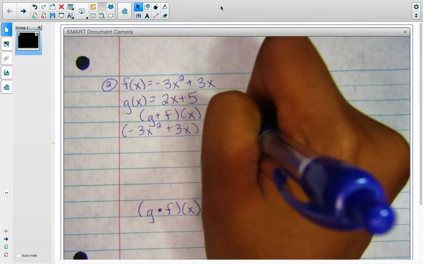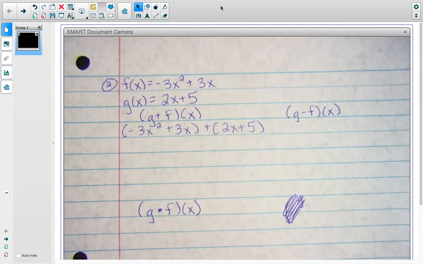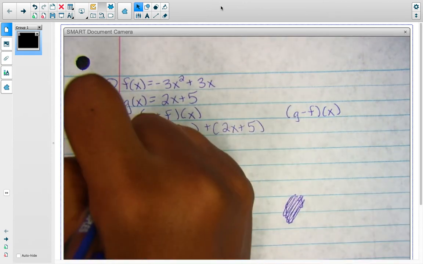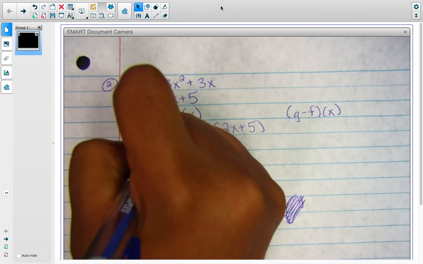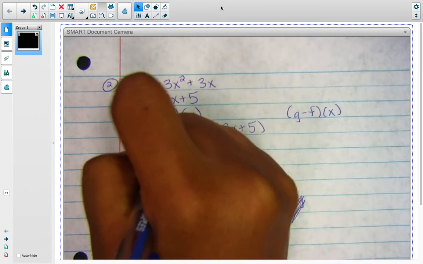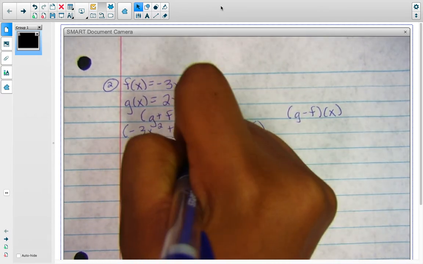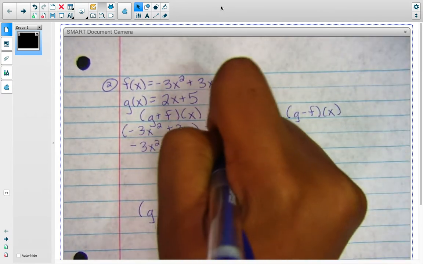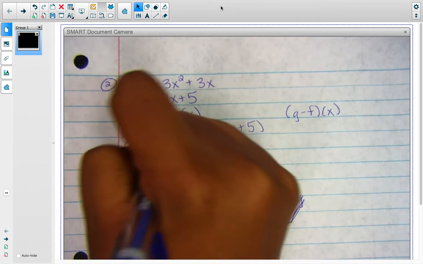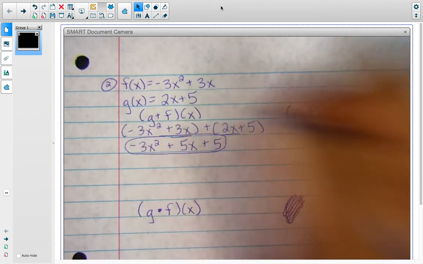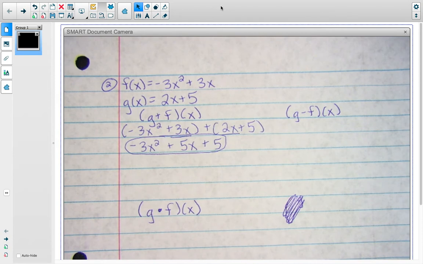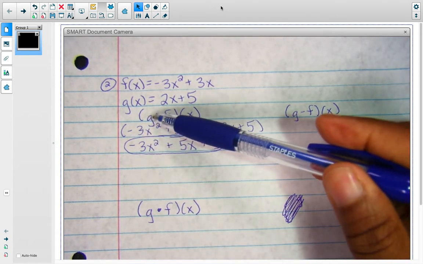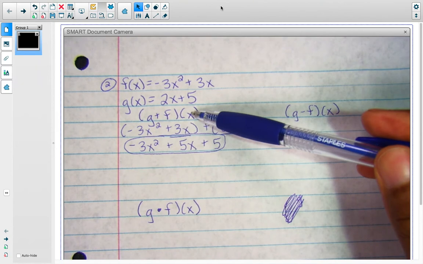And then we'll go through and add our like terms. As I previously said, negative 3x squared, there are no like terms that go with that. 3x and 2x go together, that gives me 5x. Nothing goes with the constant, bring it down. So your final answer is negative 3x squared plus 5x plus 5. So that is your final answer for G plus F of x.